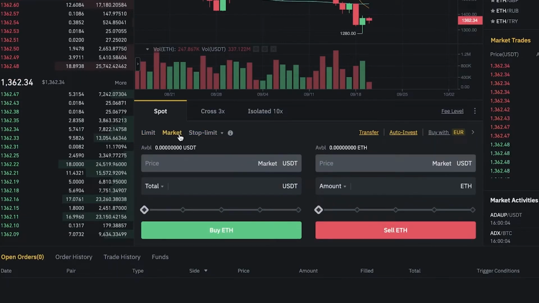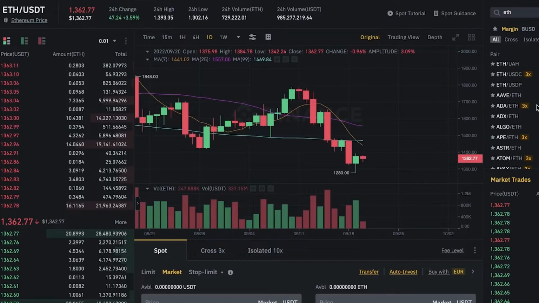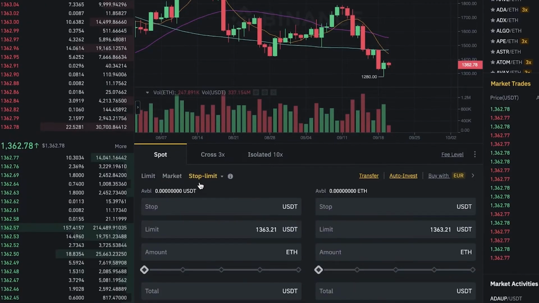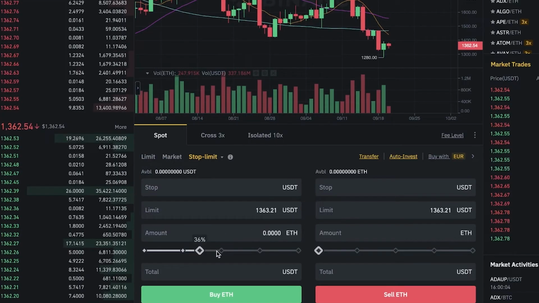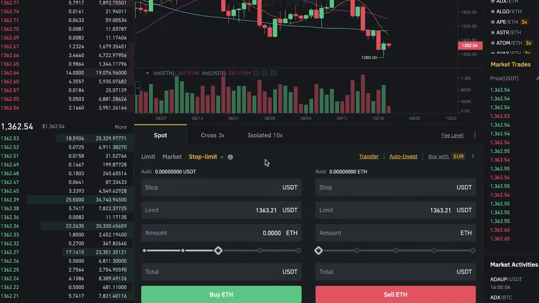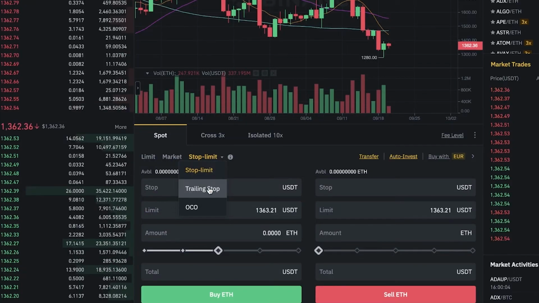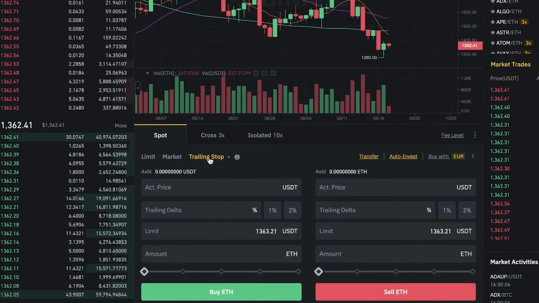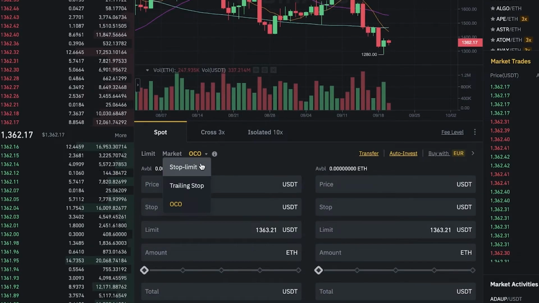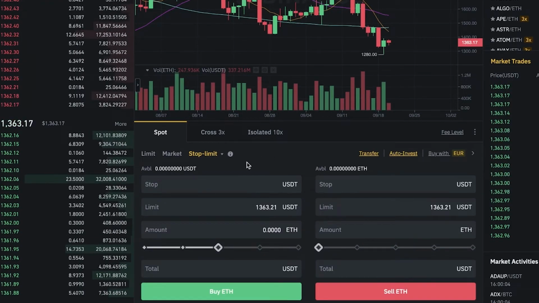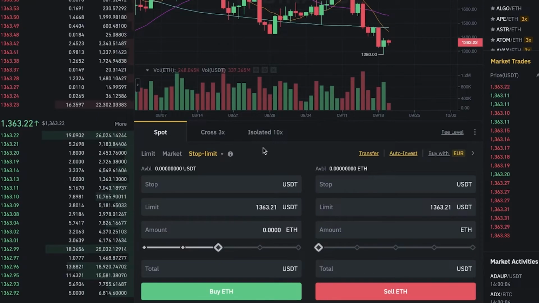Now you have a market order as well, and this will be put in the market trades over here. And then you also have stop limits. So what this allows you to do is that you can choose how much of your assets you want to put in, and you can also choose a trailing stop or an OCO stop as well. However, these features are really not that beginner friendly, or they are really not that useful for a beginner.